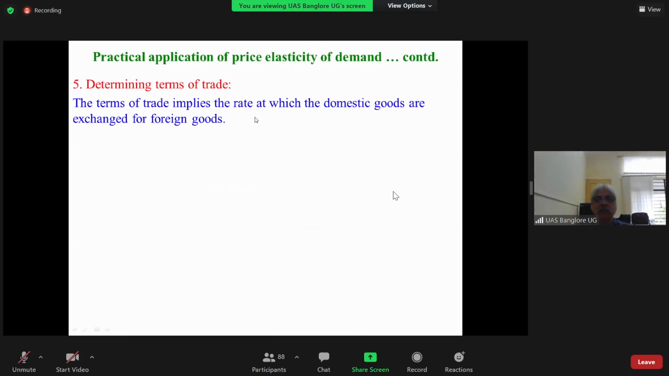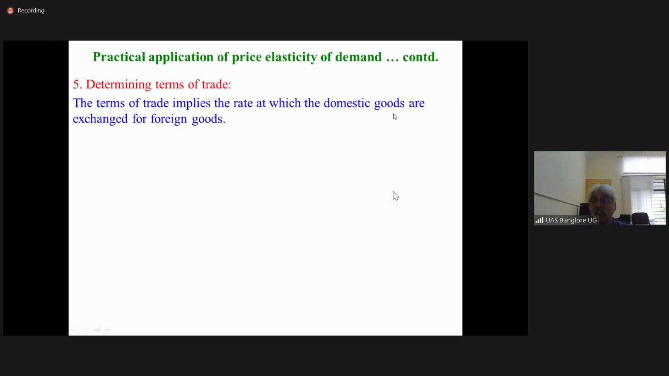So the terms of trade implies the rate at which the domestic goods are exchanged for foreign goods. Earlier, we talked about exchange rate that was relating to currencies. Here, when we talk about terms of trade, we talk in terms of the goods, the quantity of the commodity. Okay, the terms of trade can be between countries. The terms of trade can be within the country, between agriculture sector and industrial sector, and so on. Okay, so it helps in determining the terms of trade.